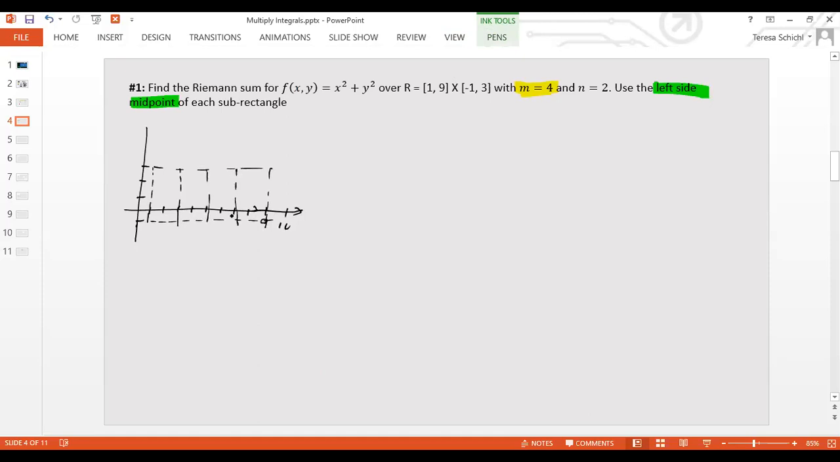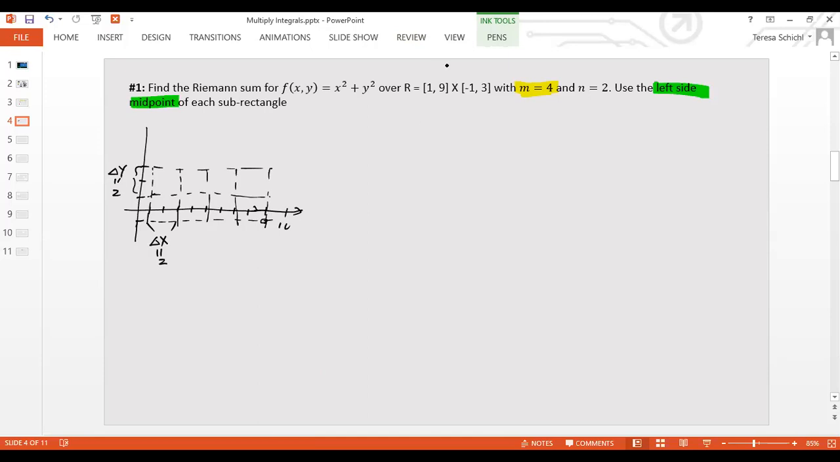So this is x. What is delta x here? Delta x is equal to 2, right? Now n is going to divide by 2, n equal to 2, which means the y range I'm only going to divide by 2. So the total is 4, and each one is going to have 2. So this is my delta y. What is delta y here? Delta y is 2 also.